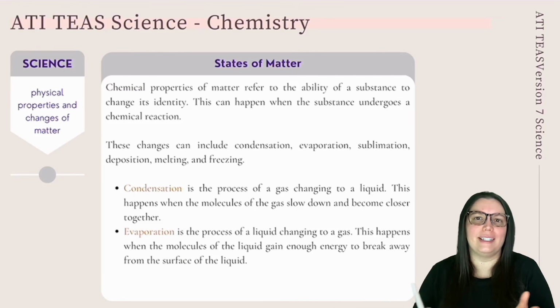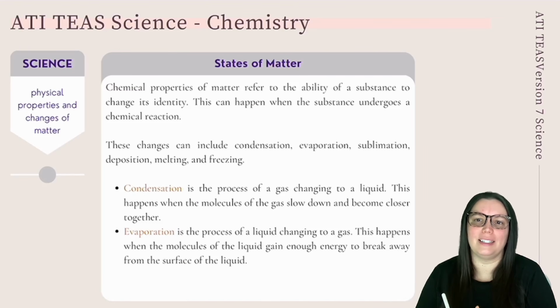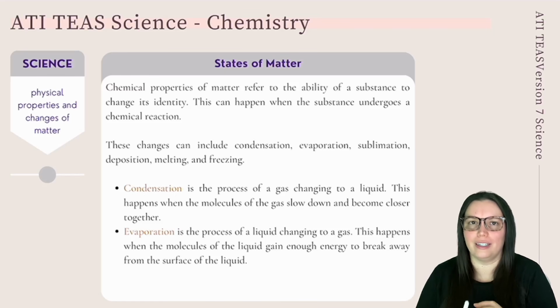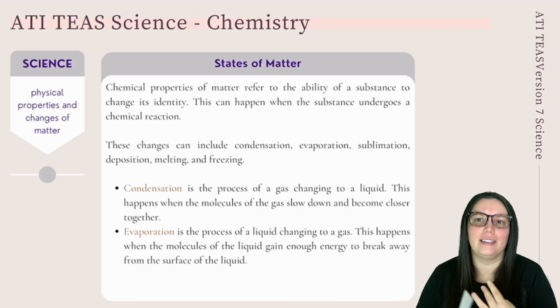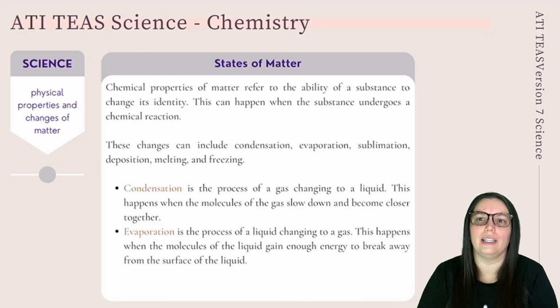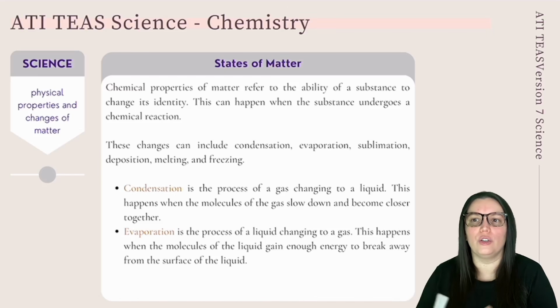So chemical properties of matter refer to the ability of a substance to change its identity. This can happen when the substance undergoes a chemical reaction. These changes can include condensation, evaporation, sublimation, deposition, melting, and freezing. So beginning with condensation, this is the process of a gas changing to a liquid. This happens when the molecules of the gas slow down and move closer together.